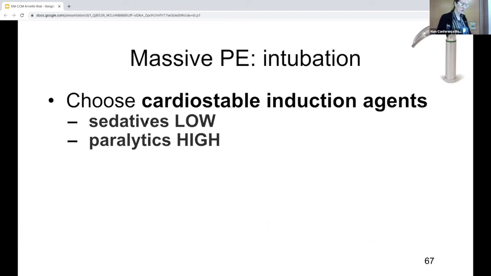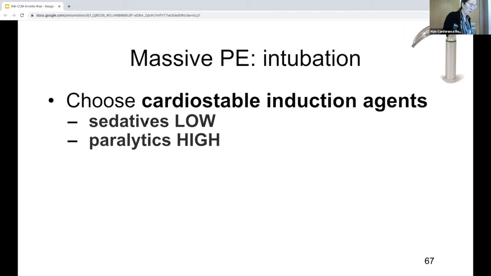So we choose those cardiostable induction agents, and now we also have to adjust the dosing to our situation. What is interesting is that for intubating a patient with massive PE, it is advised to go low on the sedatives and higher on the paralytics. For example, if we use ketamine, normally we would have 1 to 2 milligrams per kg, but we're going to halve that and start first with 0.5. But it makes sense to have another dose in the pocket in case you need to add.